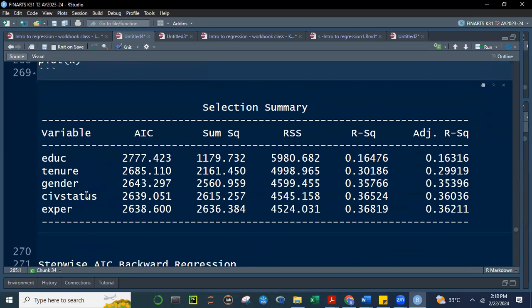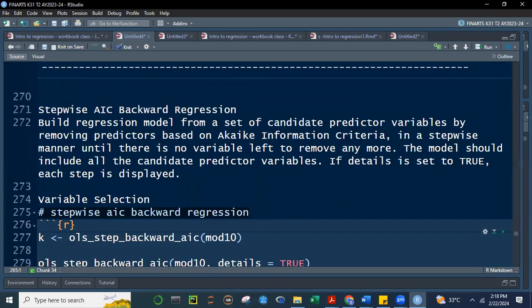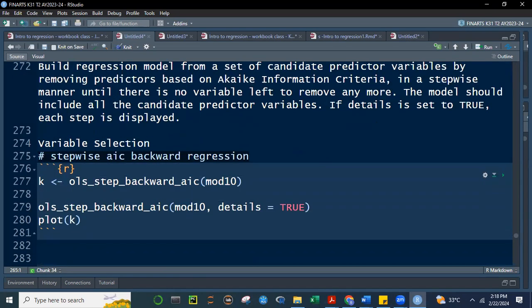So ano daw yung forward? Una ipasok si education, tapos si tenure, tapos si gender, tapos si civil status, tapos si experience. Notice, class, itong limang to ipapasok. Ang basis niya, AIC. Okay? So kahit na experience, hindi siya statistically significant, okay pa rin yun according to forward, kasi bumaba yung AIC nung pinasok natin si experience.